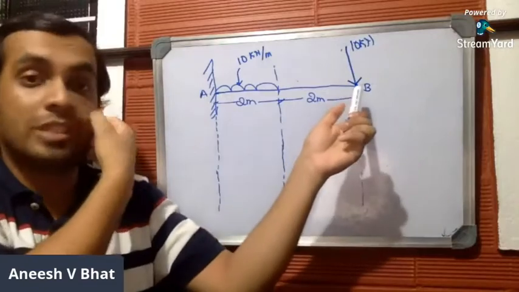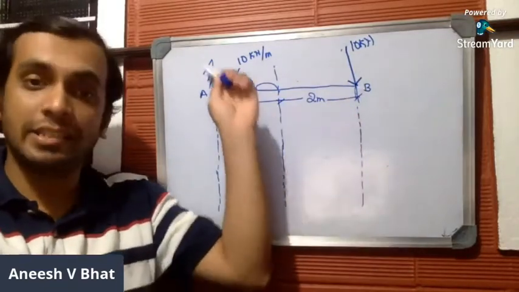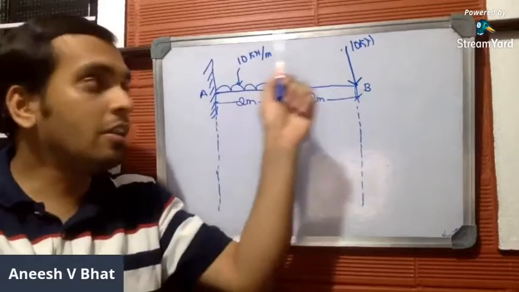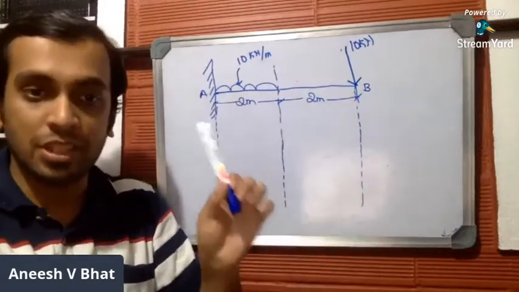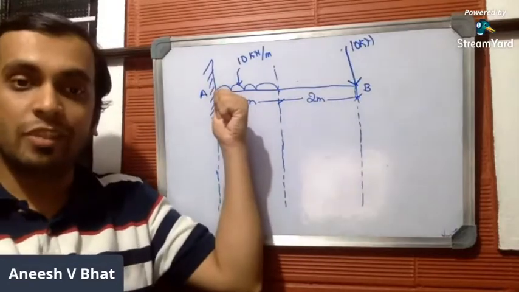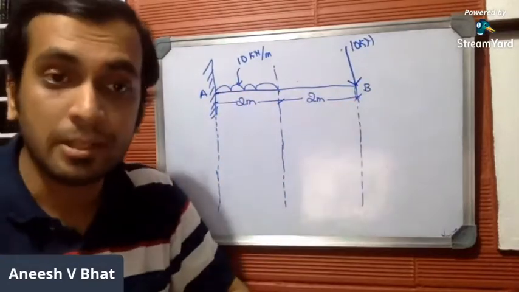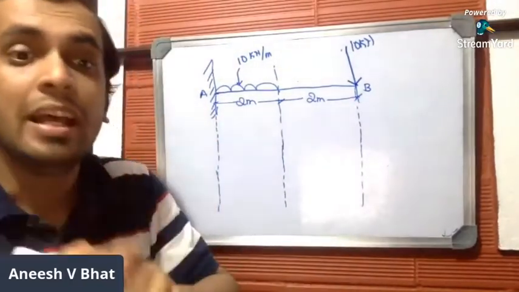You don't have any support here. End B is free and end A has a fixed support. And we call such an arrangement a cantilever beam. Such beams are called cantilever beams, where one of the ends is fixed and the other end is free. So let us follow the steps. Again, you are supposed to find support reactions. You have to follow the same steps.